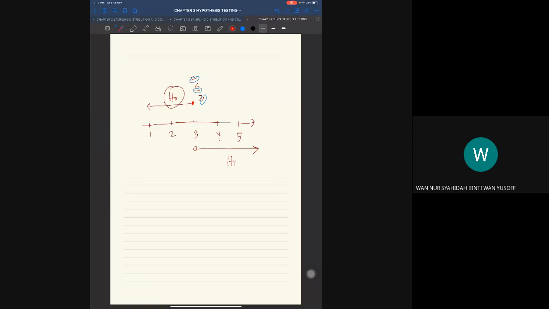For H1, the sign is not equal, less than, or greater than. There is no equal sign, so it is H1. That's how we differentiate the statement given in our question, H null or H1. Mostly you will get either one, and when we have either one, you can write the other one. You need to understand that H null and H1 do not overlap each other, so you can write it using the symbols.